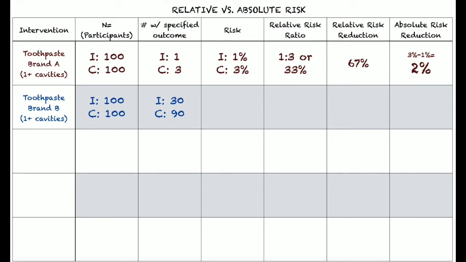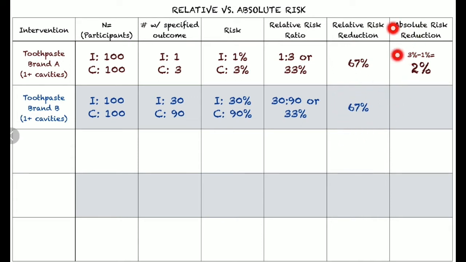Now, in this example, that translates to 30%, right? 30 out of 100 is 30% who used the toothpaste got a cavity, compared to 90% who did not use the toothpaste got a cavity. And again, that translates to 33%, or a 67% reduction in risk.